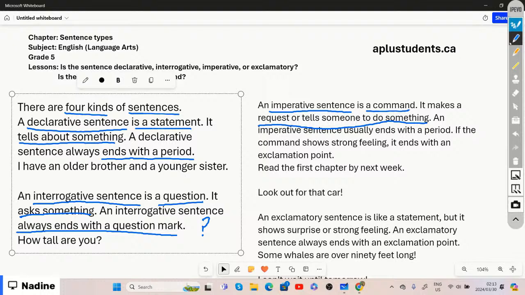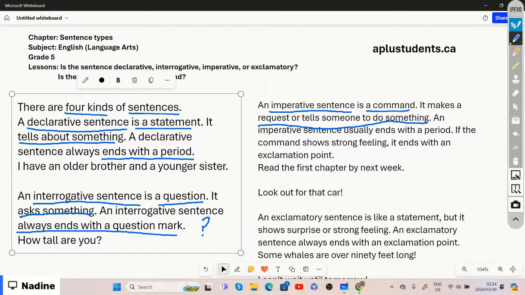Then we have an imperative sentence. And an imperative sentence is a command. And it makes a request or it tells someone to do something. And a command can either end with a period, or if the command shows strong feelings, it can end with an exclamation point. So it's like telling someone to do something: close the windows, tie your laces, go to school, do your homework, right? That is a command.